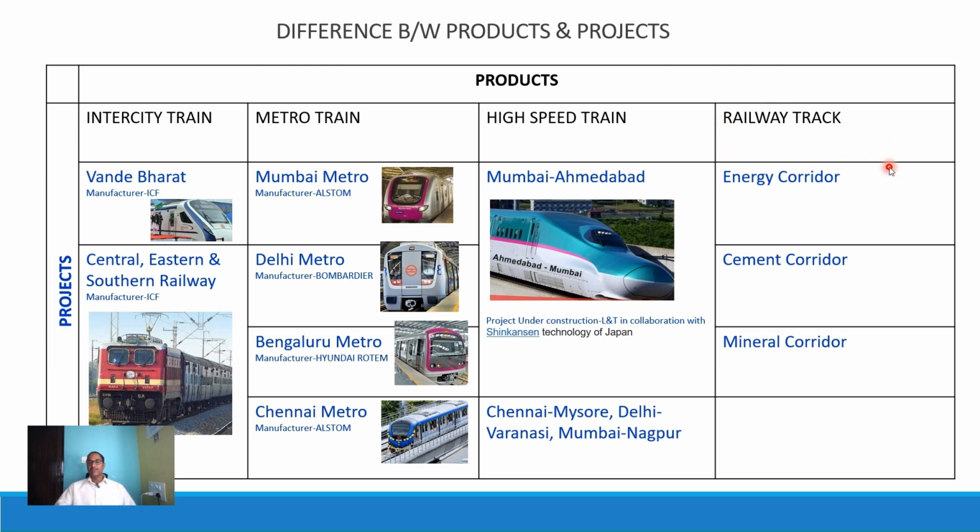The Indian Finance Ministry has announced three projects in this budget. Those are Energy Corridor, Cement Corridor, and the Mineral Corridor. So I hope now we have understood what is the basic difference between a product and the projects. Okay. Now moving on, let's look at the pre-study.